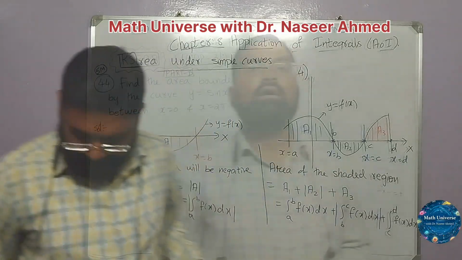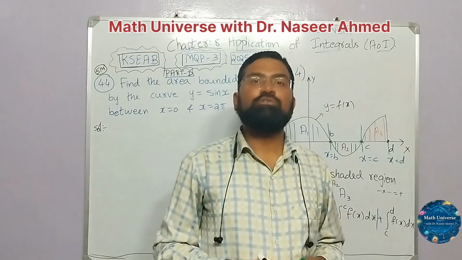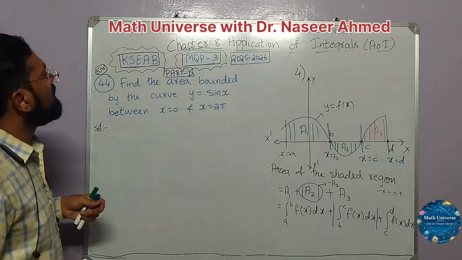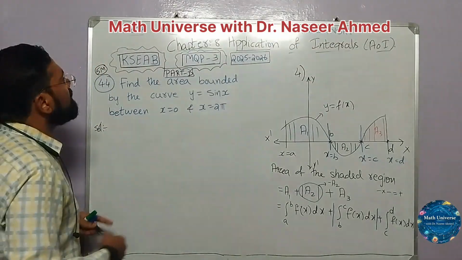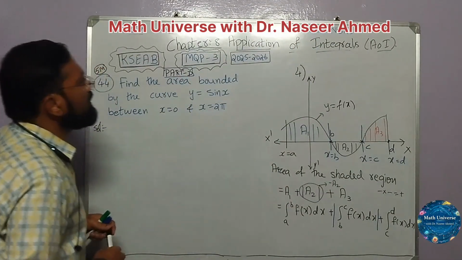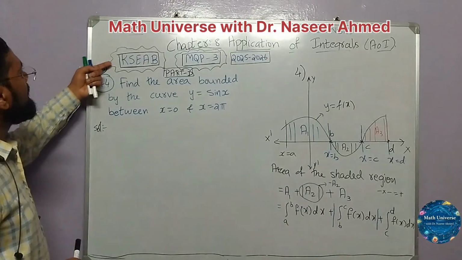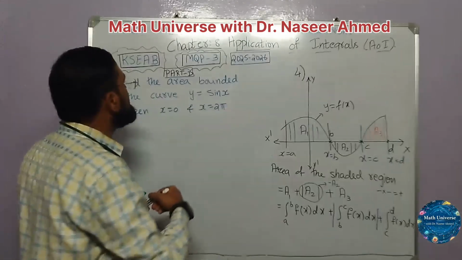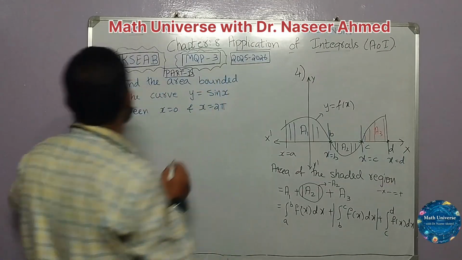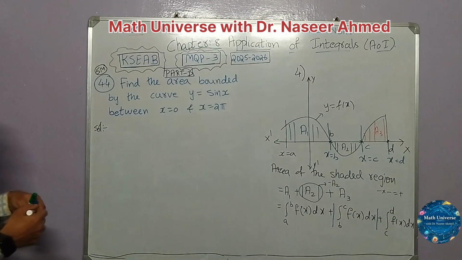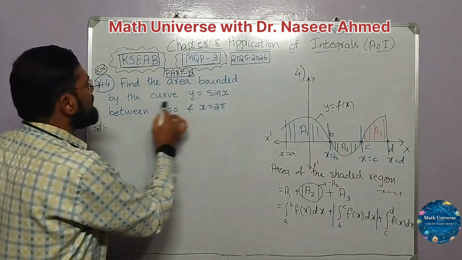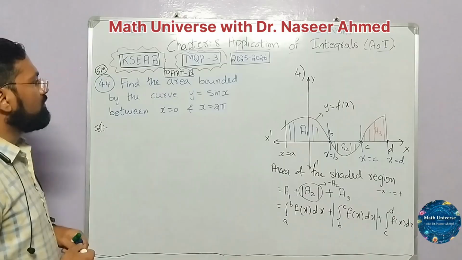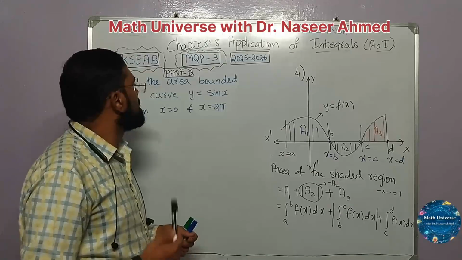Dear students, now time has come to solve the 5-marker questions from model question paper 3, 25-26 academic year from KSEAB, and this is under Part D. As you know, Part D is a 5-marker question. And the question says, question number 44, find the area bounded by the curve y equal to sin x between x equal to 0 and x equal to 2 pi.